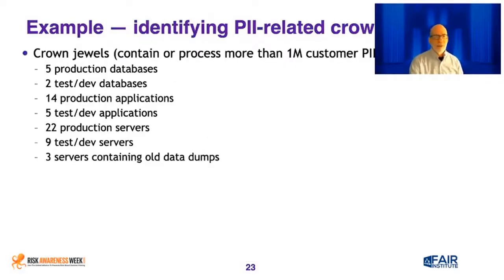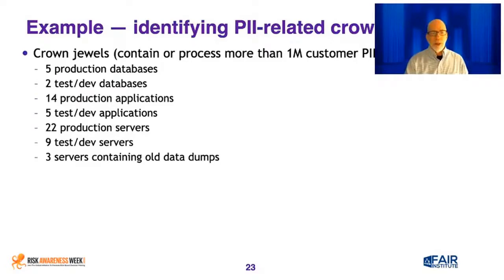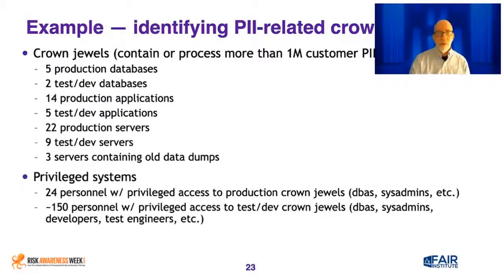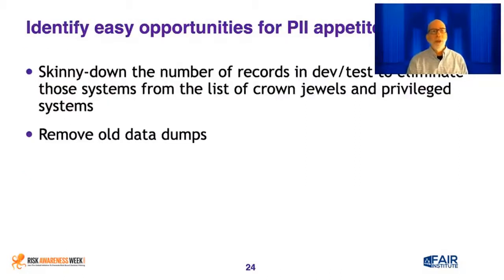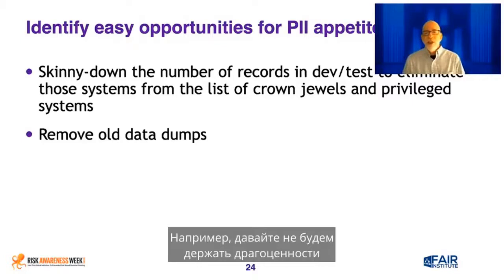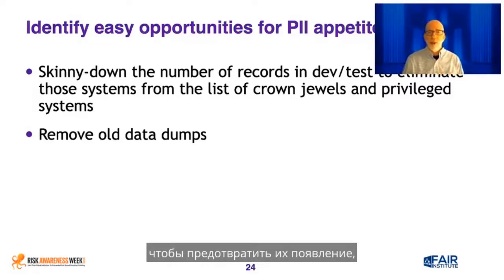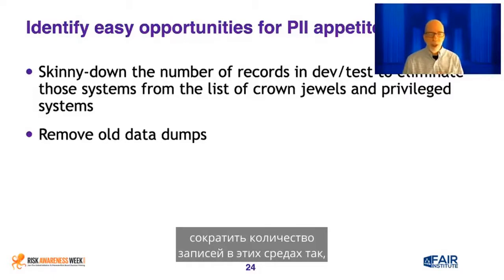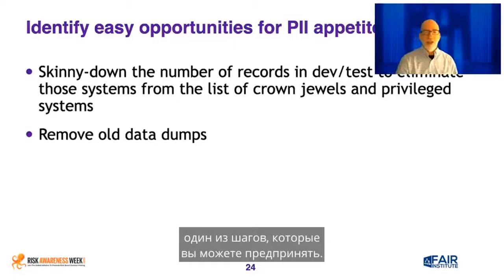So let's look at an example. Let's say we've evaluated our risk landscape, and these are the crown jewels we've identified. And then the privilege systems that support them. Great, we have a starting point. We've taken that third step of identifying the crown jewels. Now let's look for some easy opportunities to make improvements. For example, hey, let's not have crown jewels in the dev test environment. Let's create policies and processes around that to prevent those from existing. Removing the existing ones, trimming down the number of records in those environments so that they don't constitute that magnitude of loss. Removing old data dumps is another example of the kinds of steps you can take here.